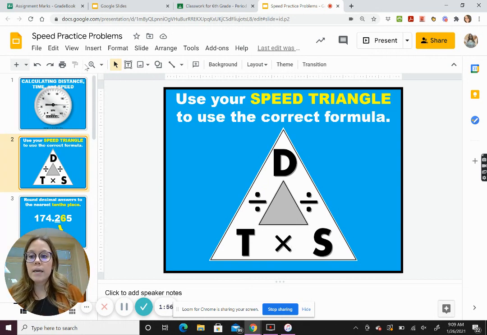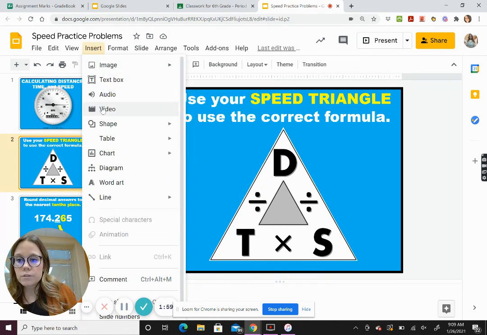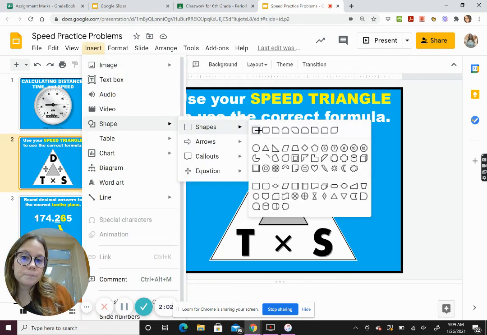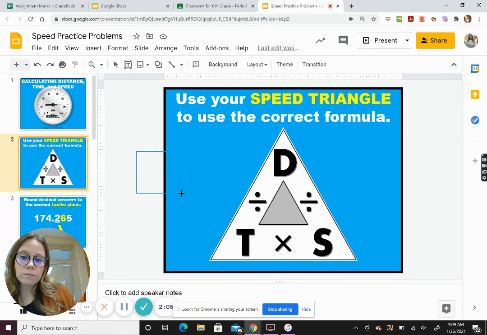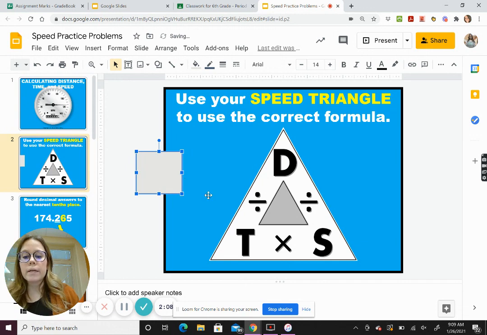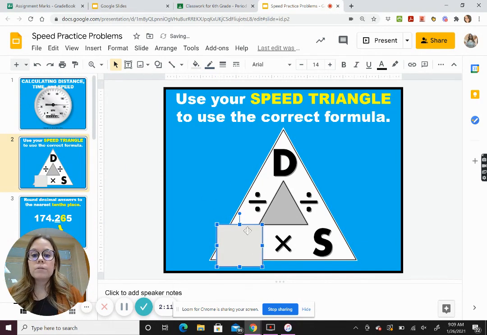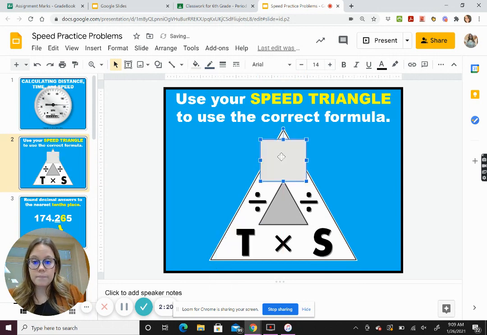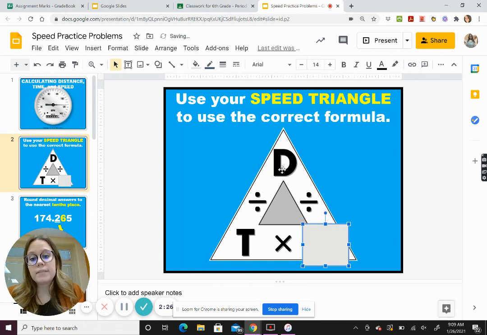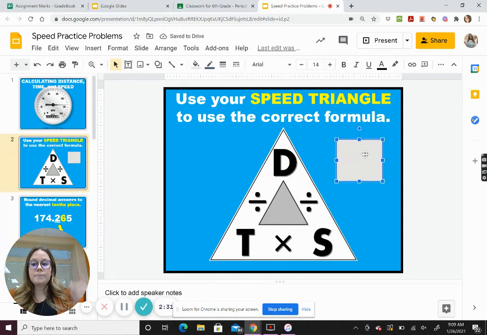So you can always take, let me insert a shape for you. And this will help a little bit. All right, so say we needed to solve for time. We don't know what time is, so we have distance divided by speed will give us the time. Say we don't have our distance. It would be time times speed. Say we don't have our speed. It would be distance divided by time. That's how you use a speed triangle, okay? Or any type of triangle when you have three variables.